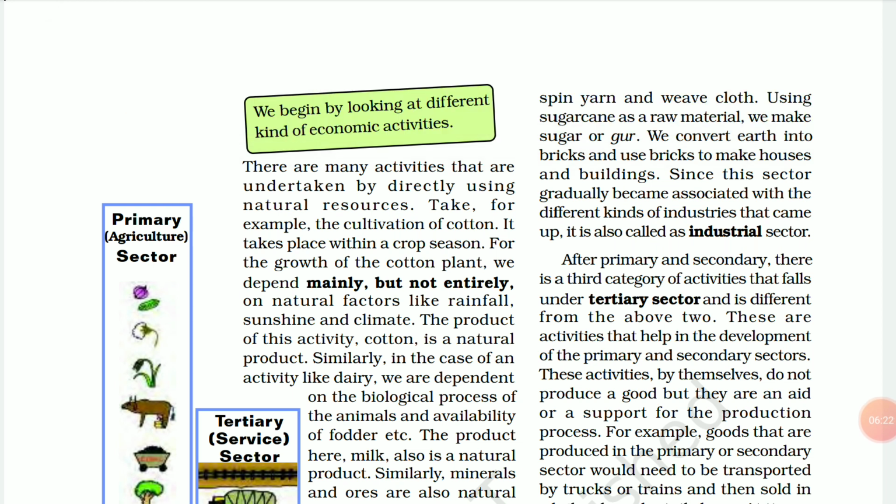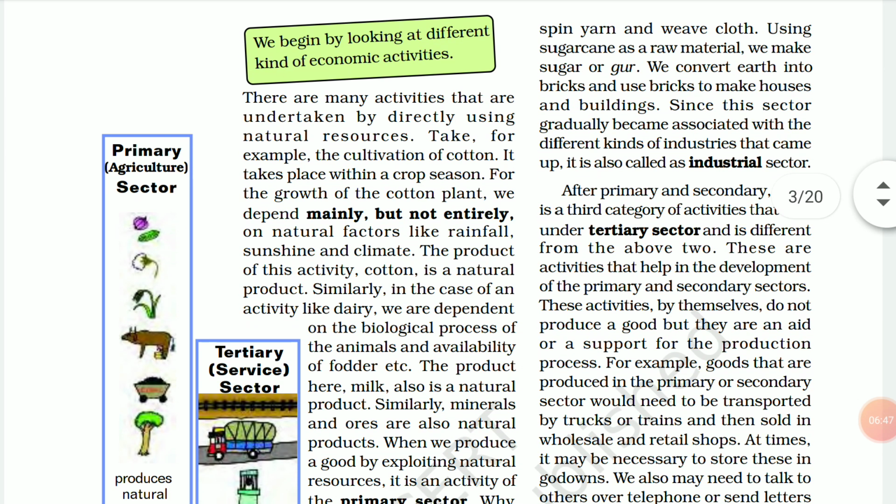So why is it called the industrial sector? Because most of the value is added in the industries or in the factories. So the secondary sector is also called the industrial sector or manufacturing sector, because here nothing is produced naturally, rather it is manufactured with the help of machines and in the factories.